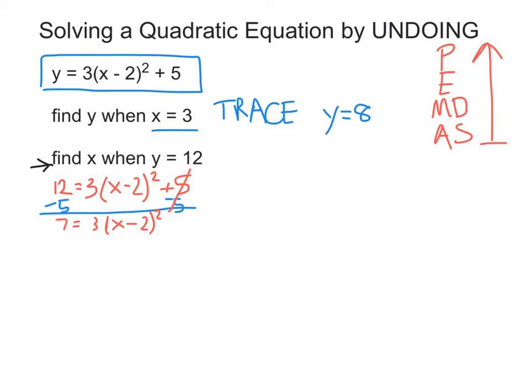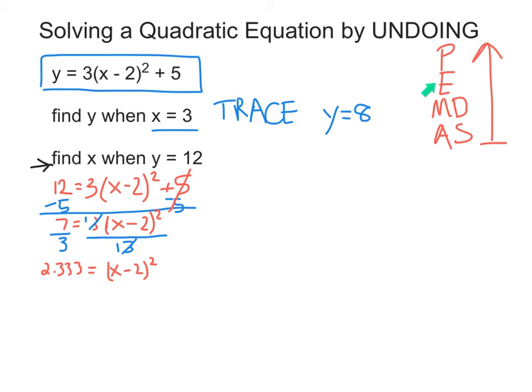Now we're going to undo the multiplication or division that's being done. So we're going to divide by 3, and the 3's are going to simplify. 3 divided by 3 is 1 over 1, and we have to remember to divide by 3 on this side as well. 7 divided by 3 is 2.3 repeating, so 2.333 equals, and we're left with x minus 2 squared.